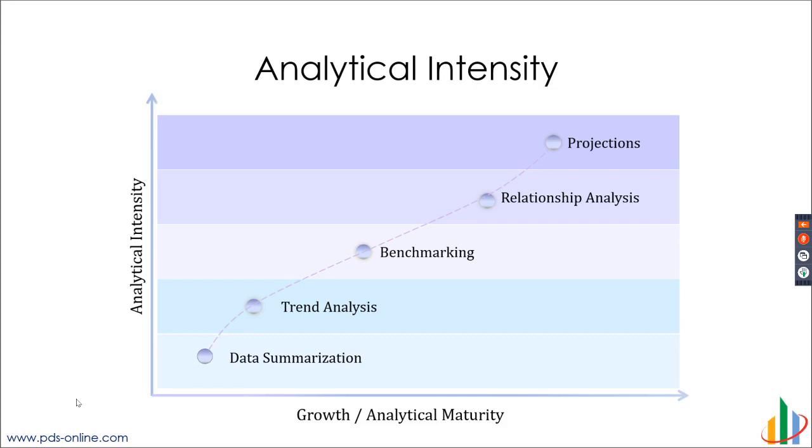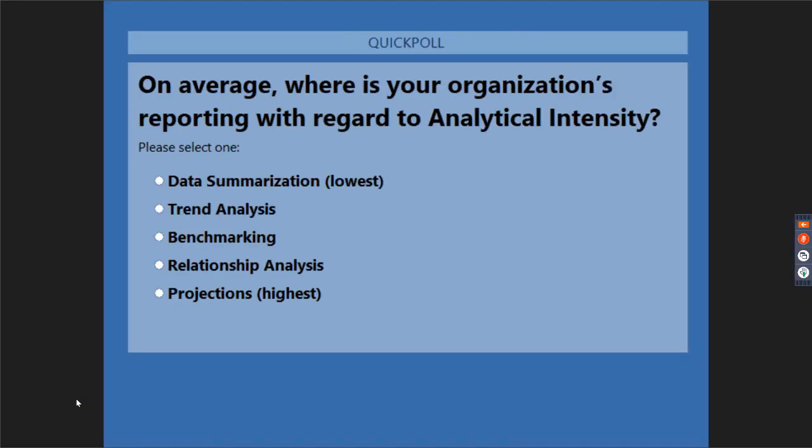So with that, we'd like to take another poll. On average, where is your organization's reporting with regard to analytical intensity? Are you doing mostly data summarizations, which is still getting good data out to people, but it's more lower level? Or are you somewhere in the middle, looking at trend analysis, benchmarking, or maybe possibly even towards the higher end, relationship analysis or that higher end of projections?